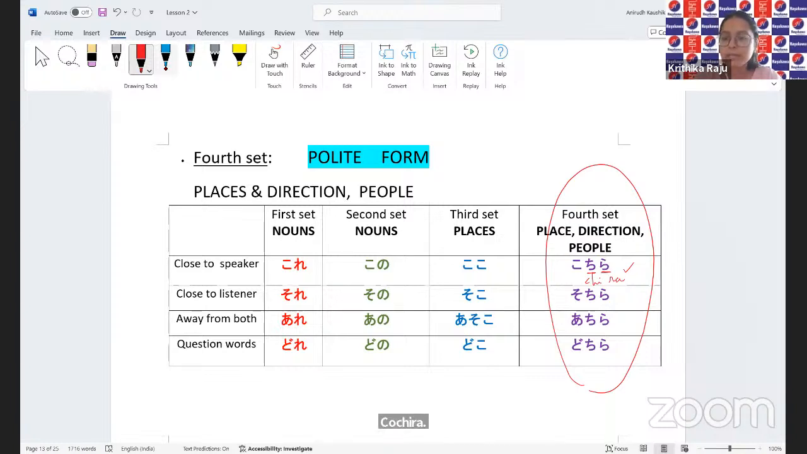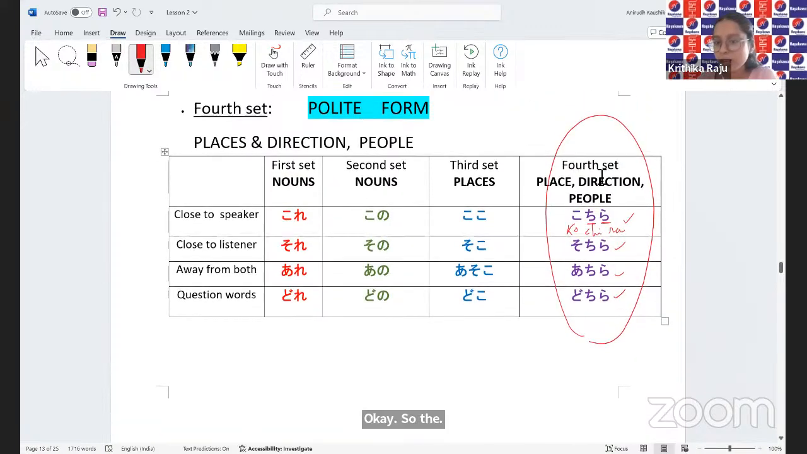What's the next word? Sochira. And the third word? Achira. And the last, the question word? Dochira. Okay. So the fourth set has these four words: Kochira, Sochira, Achira, and Dochira.